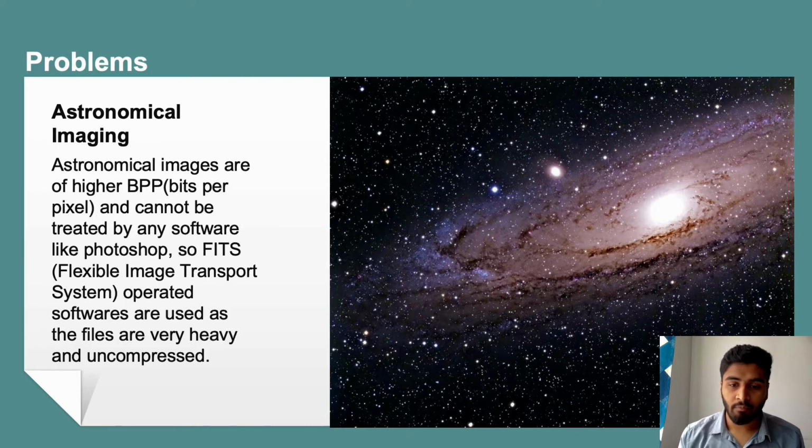So for the improvement of the picture, the software used is FITS, Flexible Image Transport System, which uses the process of image restoration to give us a better quality of the picture, so that the image doesn't get degraded and our results are accurate.